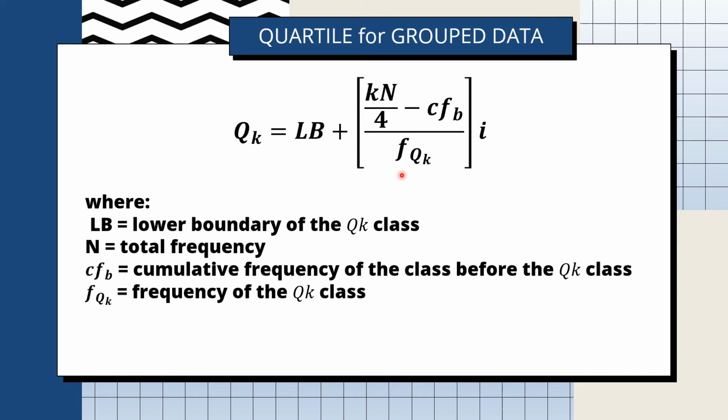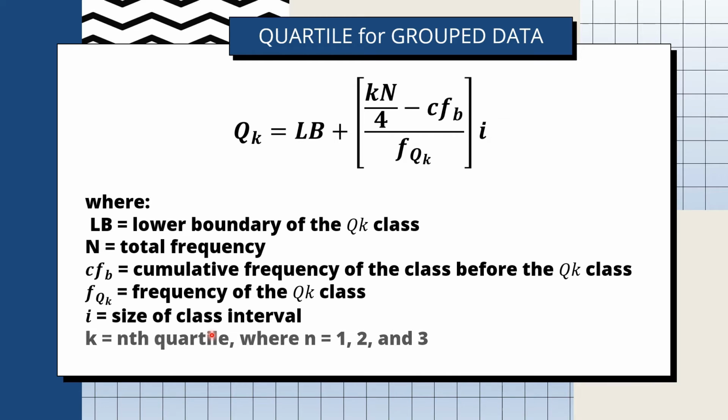We also have F sub Q sub K. So, it means ito yung frequency of the Q sub K class. And then, we also have the I, which is the class size of our class interval. So, discuss din natin mamaya kung paano sinusolve ang ating class interval. And, of course, yung K natin, sabi ko nga kanina, yung value ng K natin is 1, 2, or 3. So, depende kung anong isosolve natin sa quartiles natin.